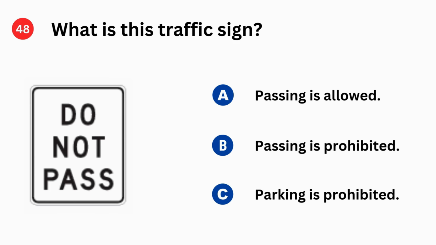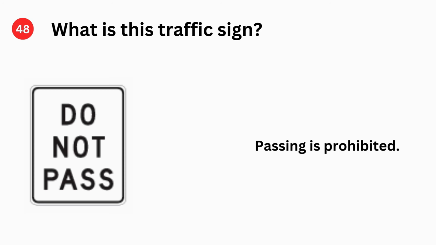What is this traffic sign? A, passing is allowed, B, passing is prohibited, C, parking is prohibited. Correct. It is the passing is prohibited sign.